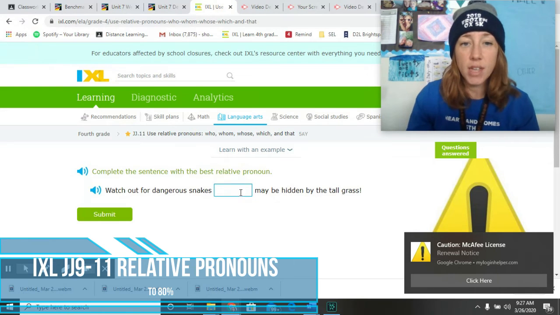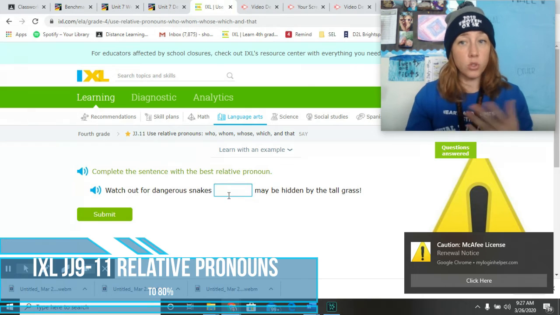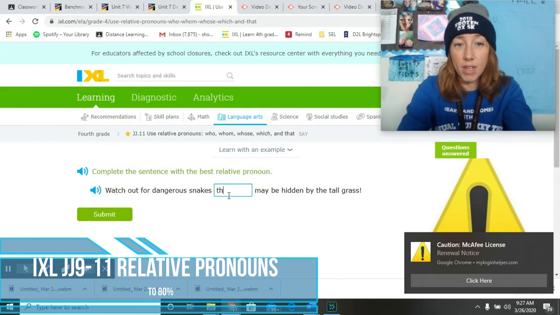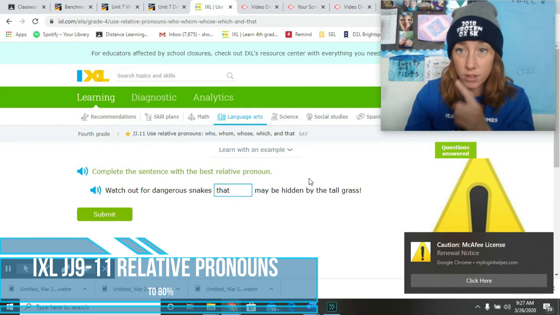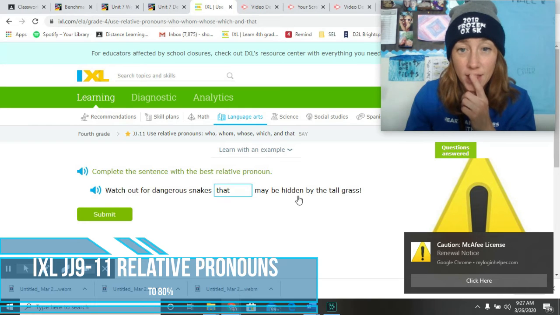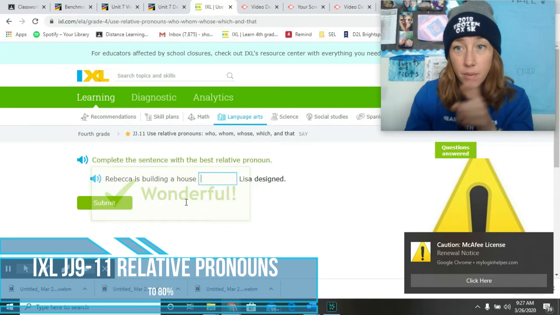Watch out for dangerous snakes. Blank may be hidden by the tall grass. So there's no comma here. So I'm guessing it's going to be that. It's kind of important to not step on a snake. It might be necessary. Yeah.